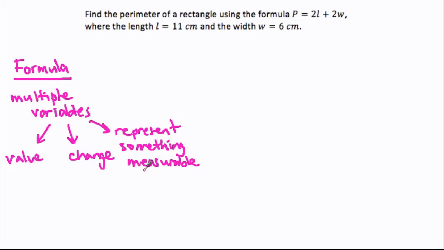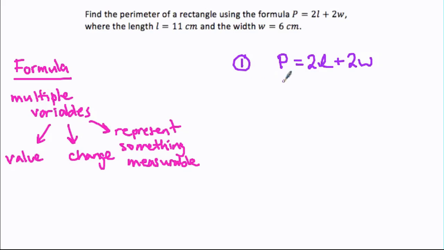So let's take a look at this particular example where we have a rectangle that we're trying to find its perimeter. So the very, very first thing that I'm always going to expect you to do is we'll start off by writing our formula down. P equals 2L plus 2W. And then we're going to substitute in any values that we know.